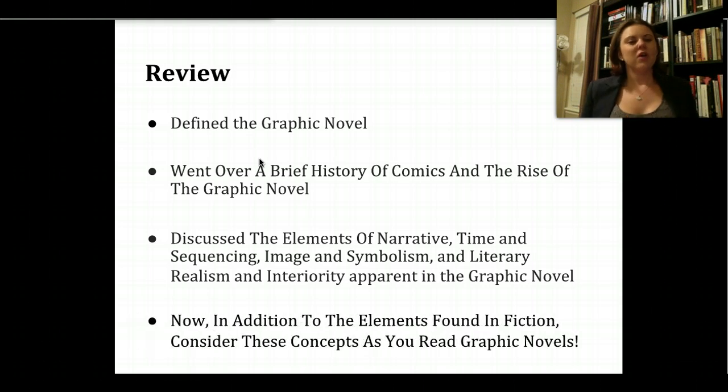So finally, think about, when you read a graphic novel, how these elements help to create literature or literary aspects of a graphic novel, and why we should consider the graphic novel being worthy of academic study.